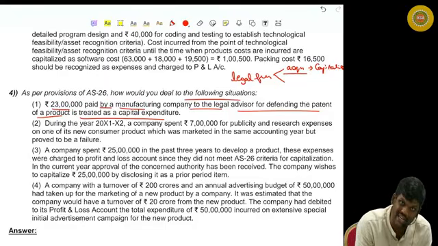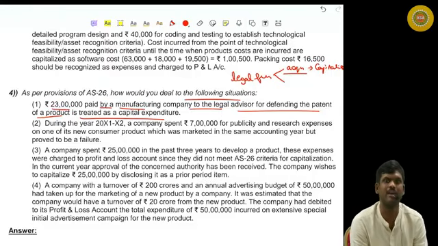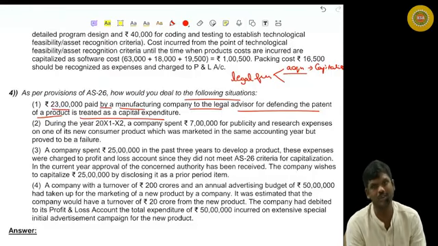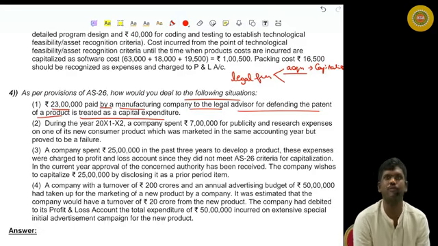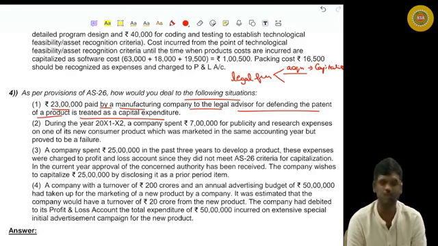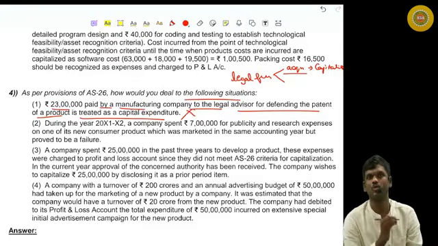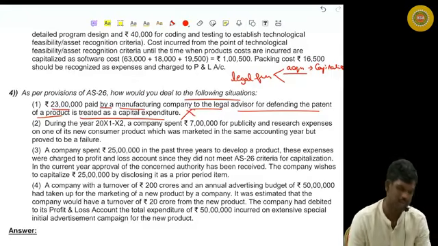Same way, even for an intangible asset, at the time of acquisition, if you are incurring legal fees, that can be capitalized. But later, after acquisition, to defend your title, if you are incurring any legal fees, that legal fees should be charged to P&L. It should be a revenue expenditure. It should not be a capital expenditure. So what this company has done is wrong.